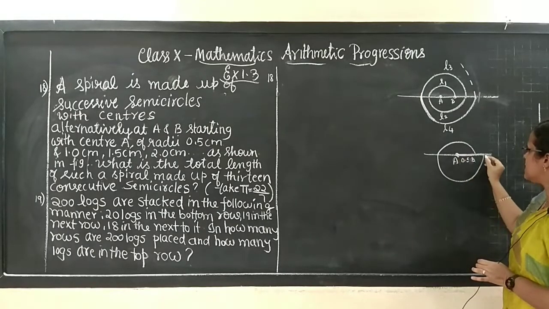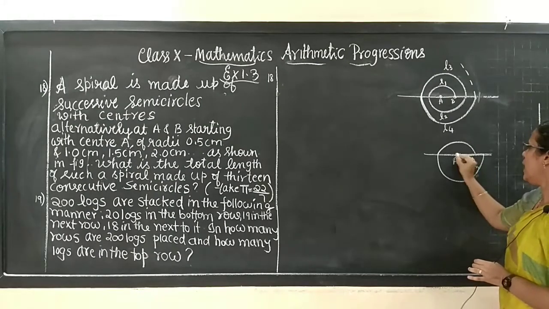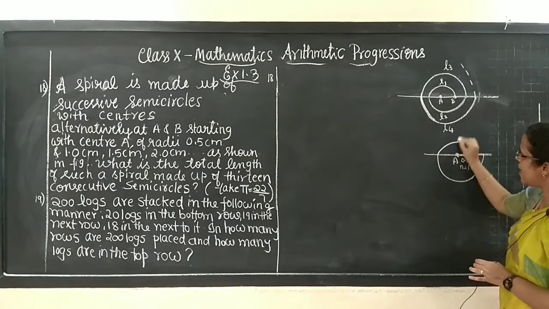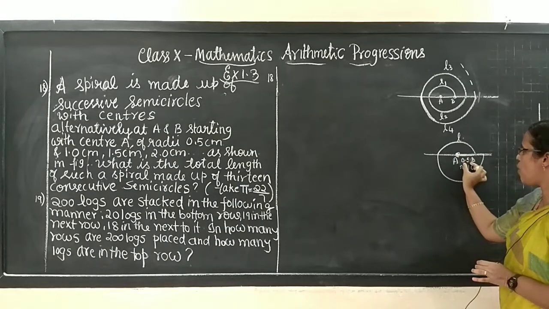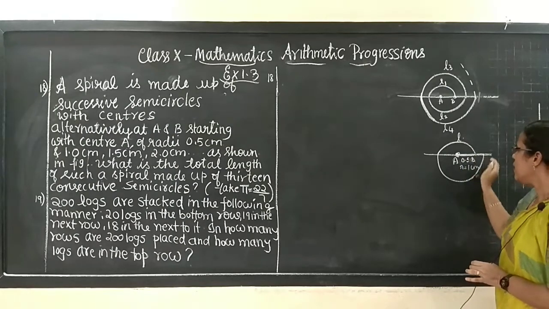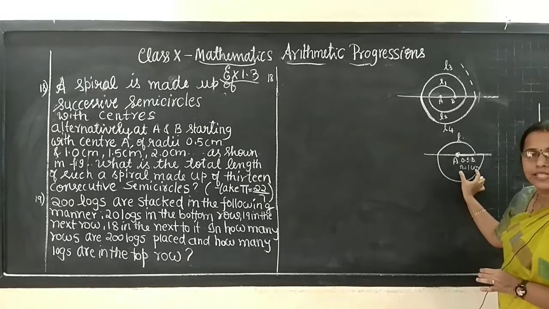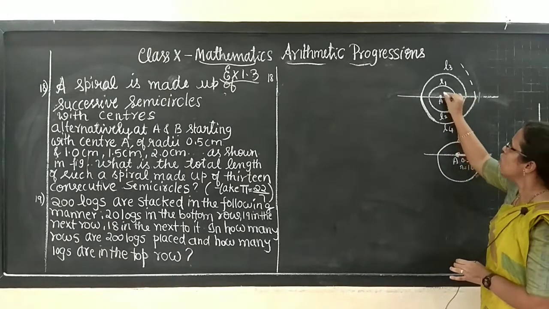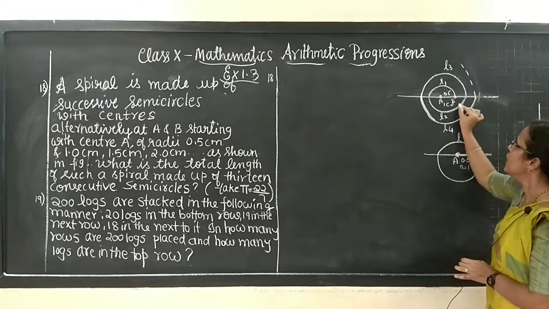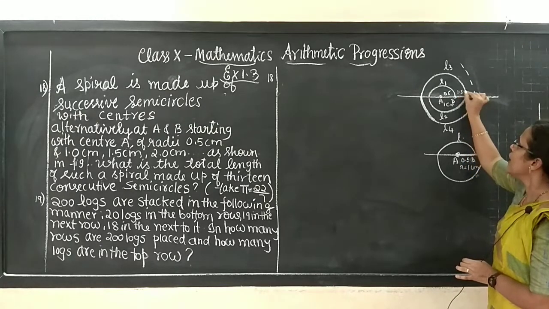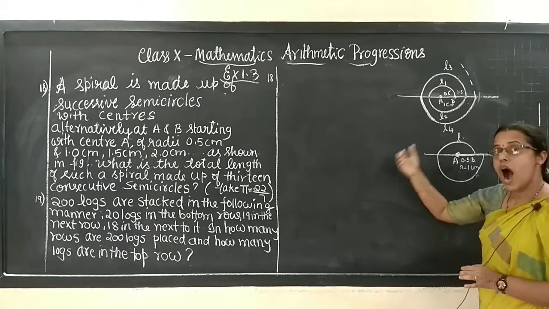Then for the second successive semicircle, B is the center. So here to here distance is how much? That is the radius, 1 centimeter. So for this semicircle L1, A is the center and the radius is 0.5 centimeter. If B is the center, then for this one, radius is 1 centimeter. Like that, here 0.5, here 1 centimeter, then here to here 1.5 centimeter. Like this it continues. So the radii are R1, R2, R3.